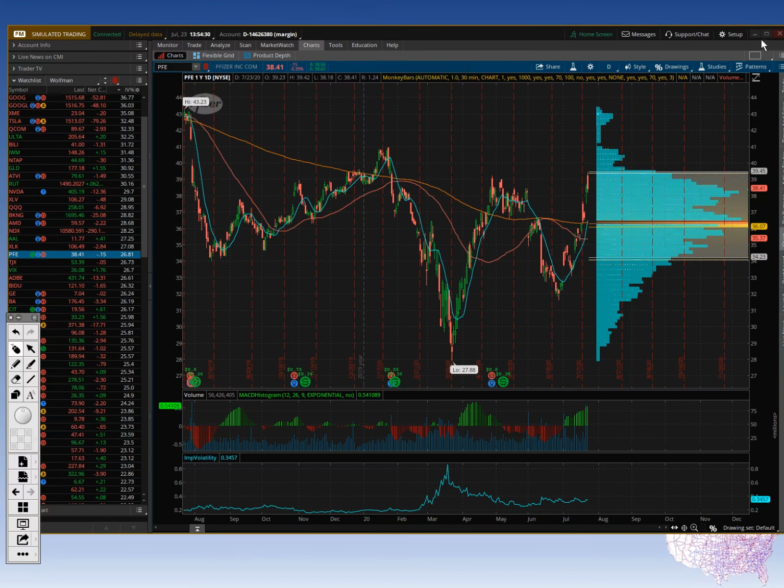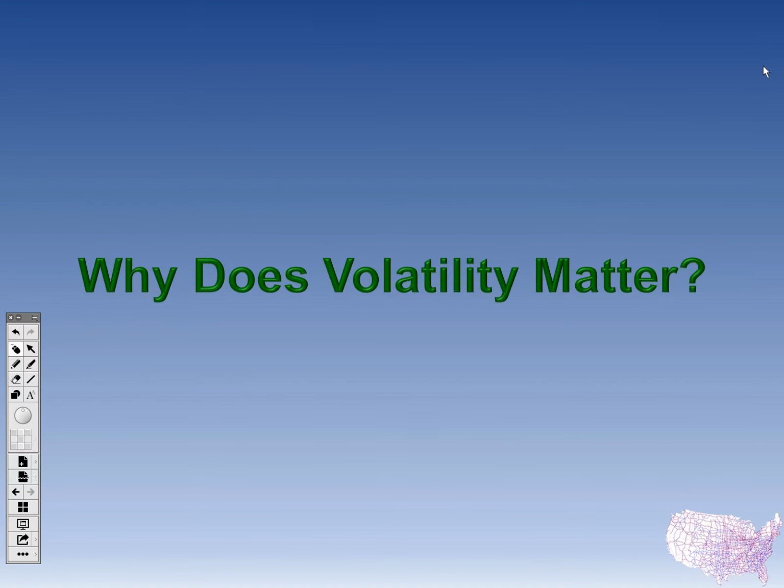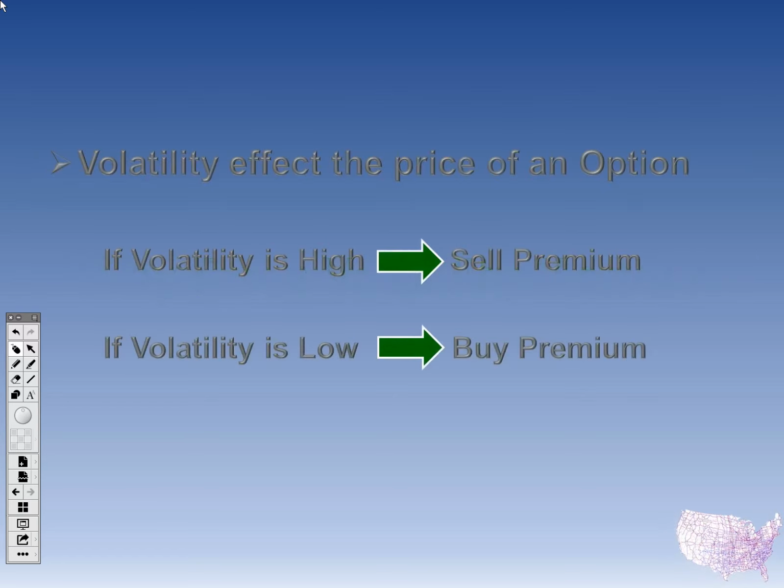I probably already explained why volatility matters. Because it really determines our premiums. If volatility is high, we sell premiums. If volatility is low, we buy premiums. If we're buying premiums, we want to limit theta decay, and volatility affects further duration, so we get out there in time and take advantage of all that.